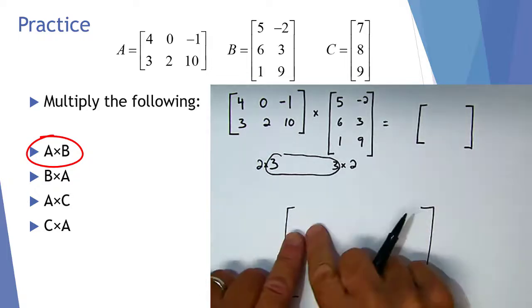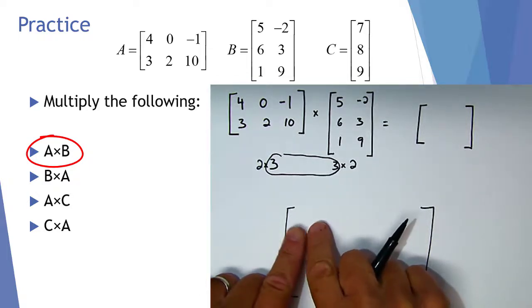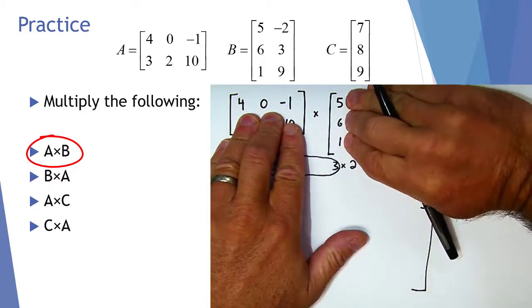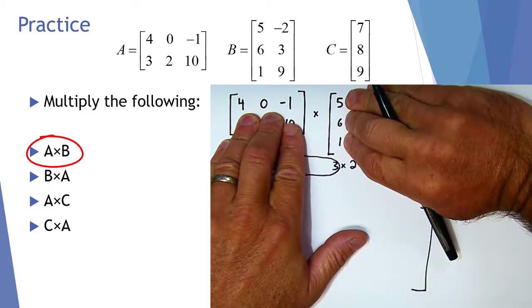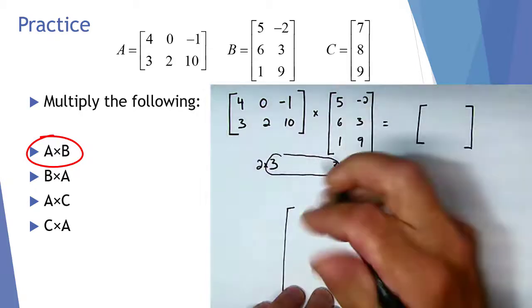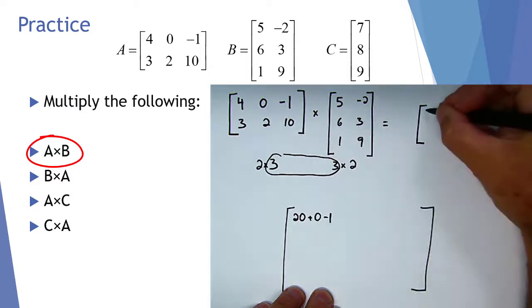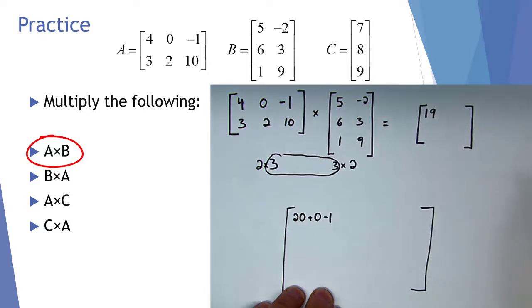So here we go, first row, first column, this top left entry, we're going to take our top row and take the dot product with the left column. That's going to be 4 times 5 plus 0 times 6 plus negative 1 times 1. I'm just going to write down 20 plus 0 minus 1. And that means our top left entry is 19.